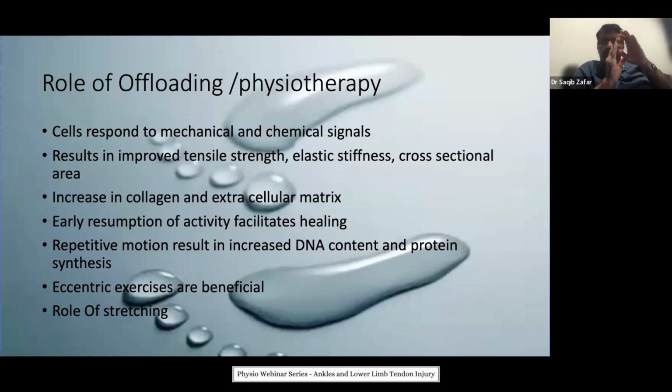So there's a very significant role of physiotherapy, podiatry intervention through offloading, assessing the alignment of the foot, assessing the etiology, or at least addressing the mechanical factors, which are a major source of tendon pathology.